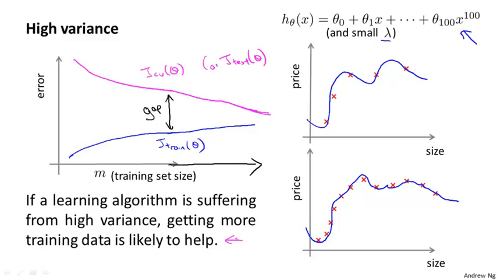And so this again seems like a useful thing to know if your learning algorithm is suffering from a high variance problem, because that tells you, for example, that it may be worth your while to see if you can go and get some more training data.